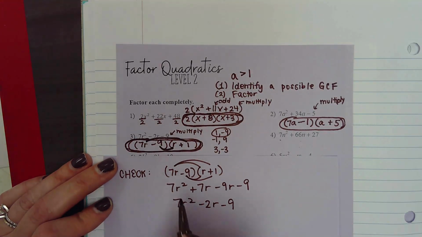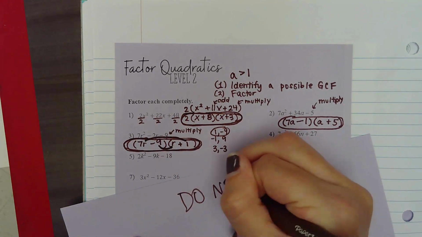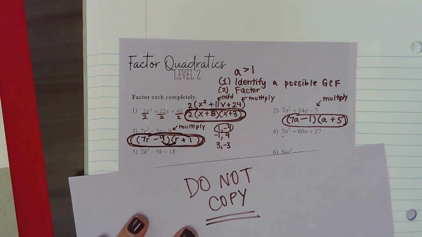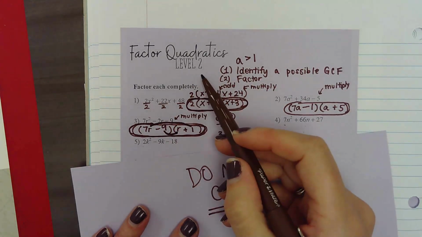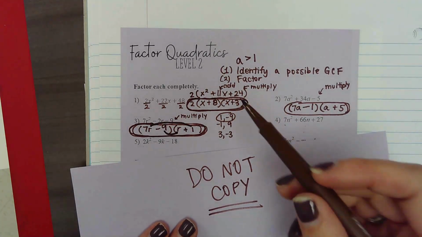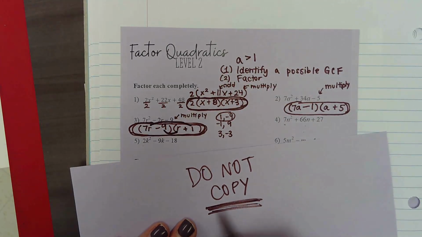Do not copy. I'm going to write that down here. Do not copy. Factoring is something that you have to practice. You have to build your number sense in order to master. This skill is going to take us into Unit 3 and Unit 4 and next semester in Units 5 and Unit 6. So do not copy these.